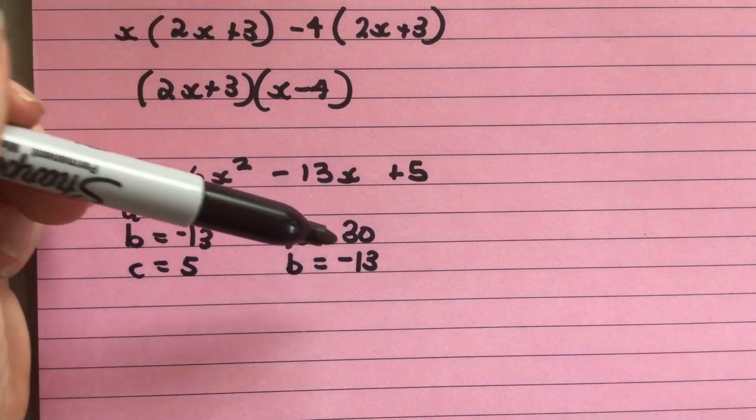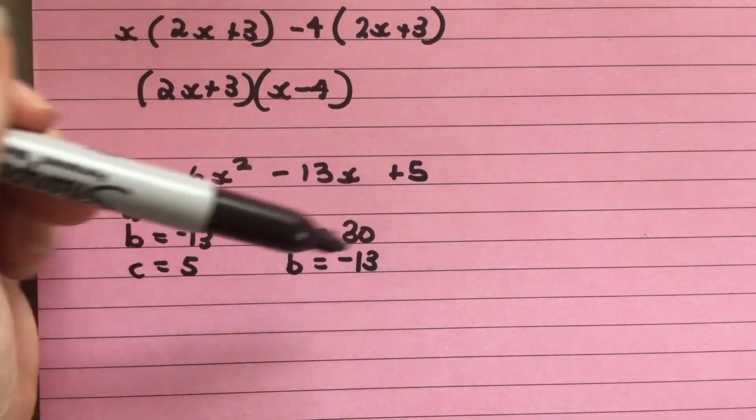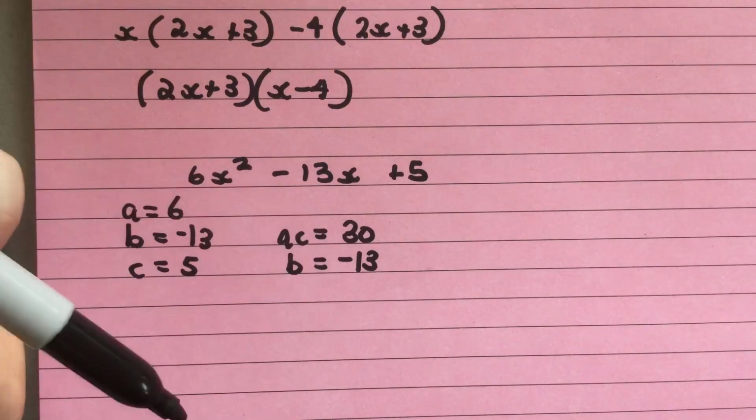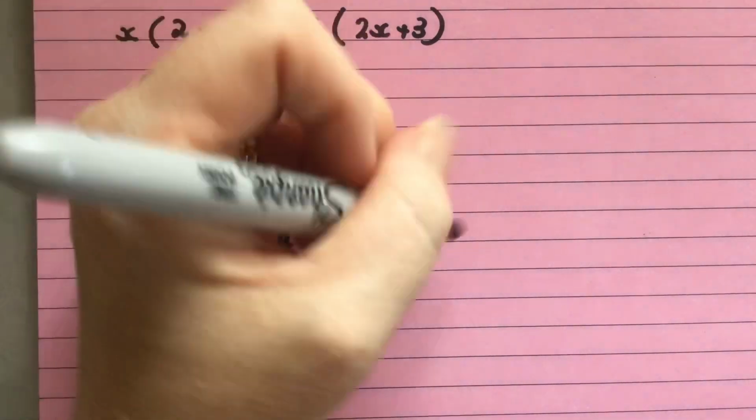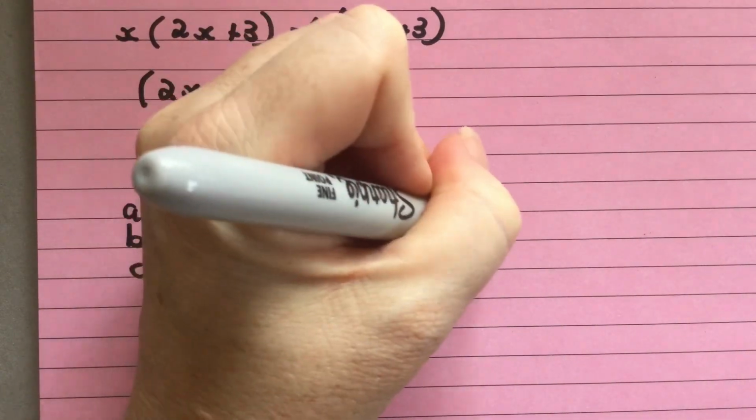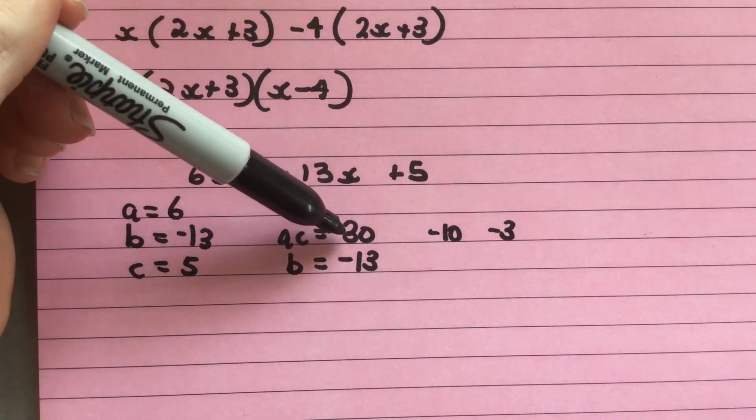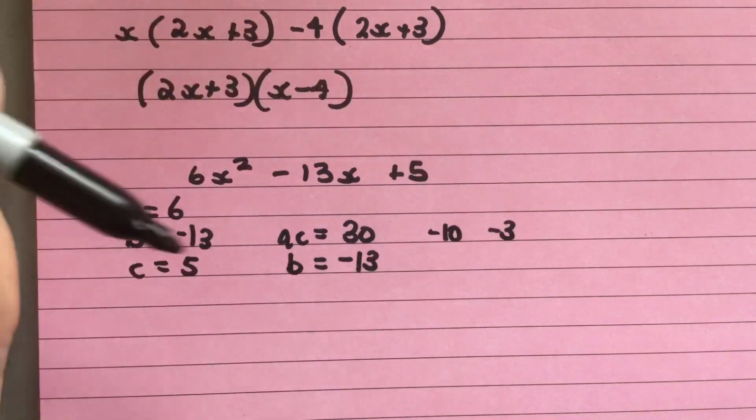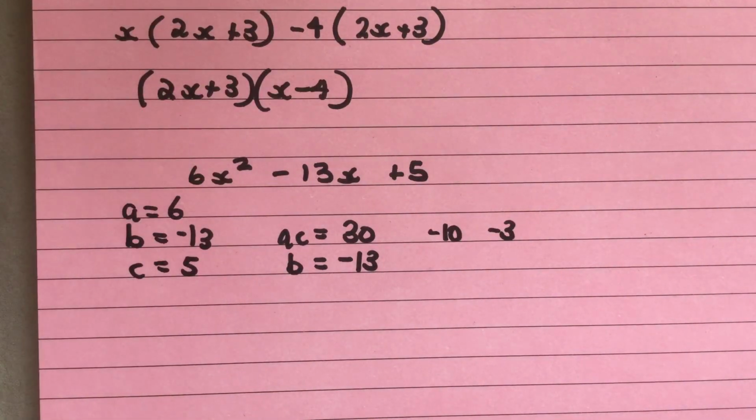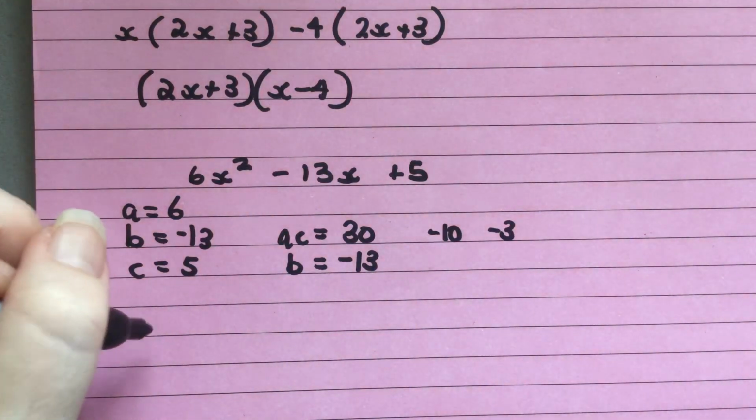I know I've got 5 and 6, so negative 5 and negative 6, that's not going to add to negative 13. I know I've got 10 and 3, so if I make it negative 10 and negative 3, I know that when I do negative 10 times negative 3, I'll get 30, and when I do negative 10 plus negative 3, I'm going to get the negative 13 there. So I'm going to do like I did in the first two examples.